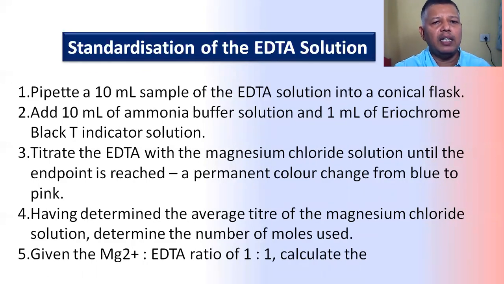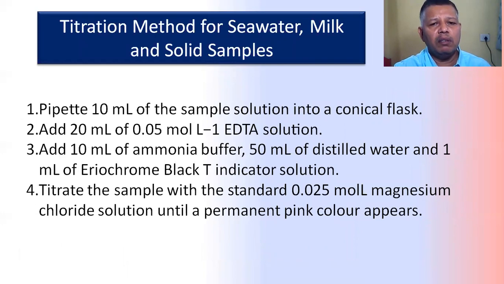In this way we can standardize the EDTA solution. Then for the sample solution, pipette out 10 ml of sample solution into the conical flask, add 20 ml of 0.05 molar EDTA solution, then 10 ml of the ammonia buffer solution and 50 ml of distilled water, add the indicator and directly titrate with the standard 0.025 moles per liter magnesium chloride solution, and we get the color change from blue to pink.